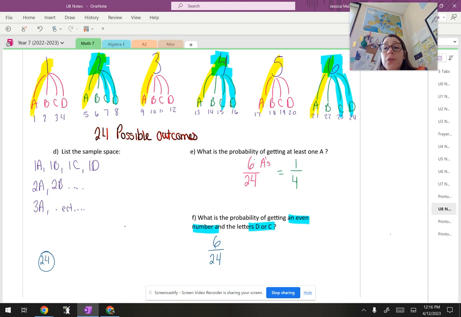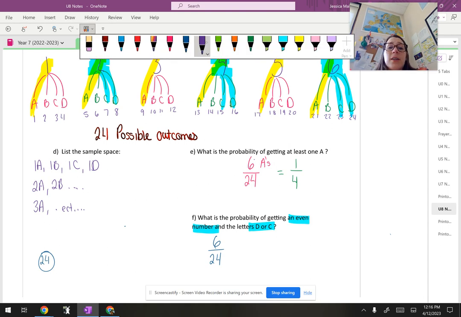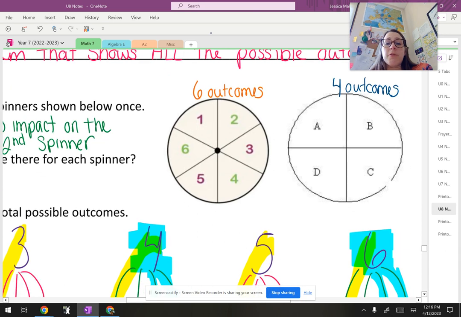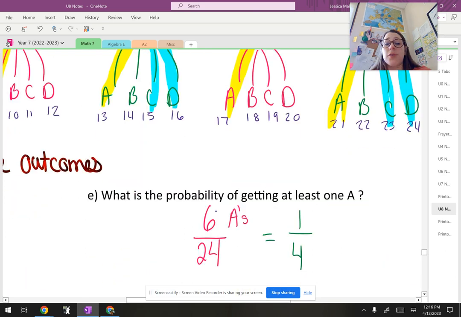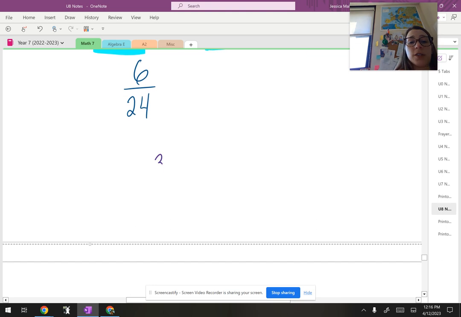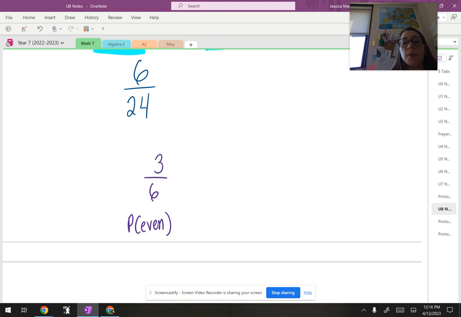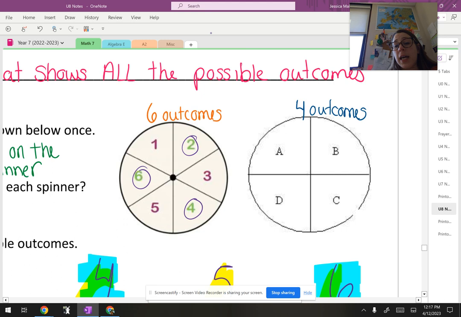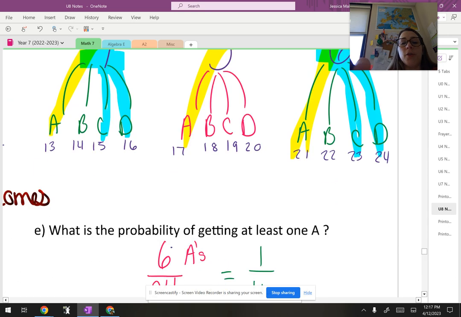Other way you could do that if you weren't using the tree diagram, like old school, back in the old school, like a week ago, going back and looking to my original spinners, what is the probability of me spinning this spinner and getting an even number? Well, 2, 4, and 6 are all even, so that's 3 out of 6. This is the probability of getting an even number. And then we're going to do the probability of getting D or C next. The probability of spinning my second spinner and getting a D or a C would be 2 out of 4 total.